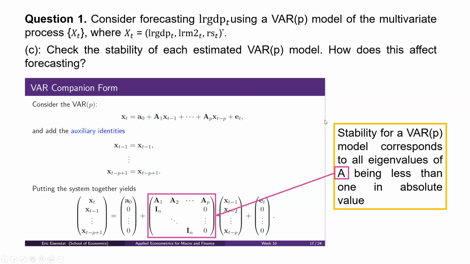So just a question for you guys to always remember: why is companion form useful? Because from the companion form, we take this matrix, we calculate the eigenvalues, and it's a way to determine the stability of the model quite straightforwardly, all right? So please remember that just in case. So we can do that.